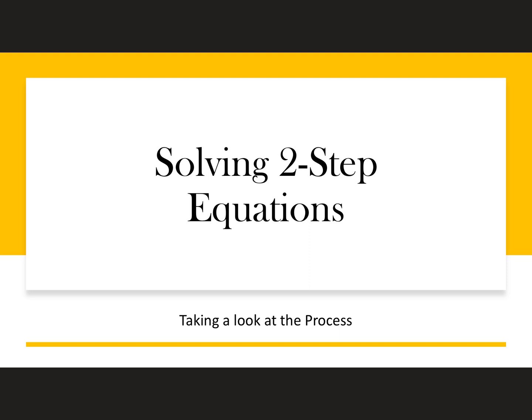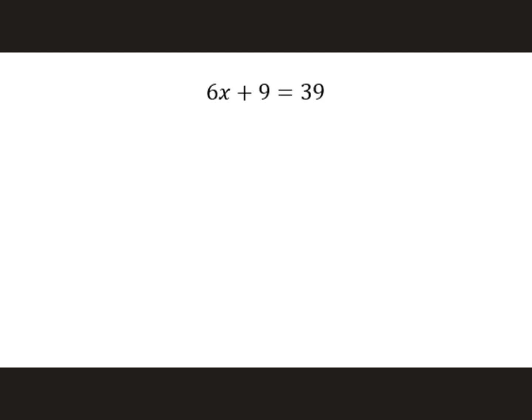Today I'm going to take a look at solving two-step equations. Remember, the goal is to get your variable by itself. And so in this case, how many numbers are bothering that variable, keeping it from being by itself? Well, two of them, the 6 and the 9. And so that's why we have two-step equations. It's going to take 2 steps to get rid of both of those.